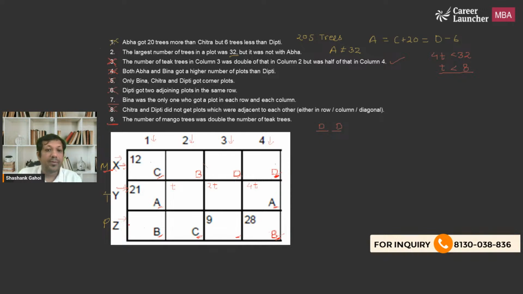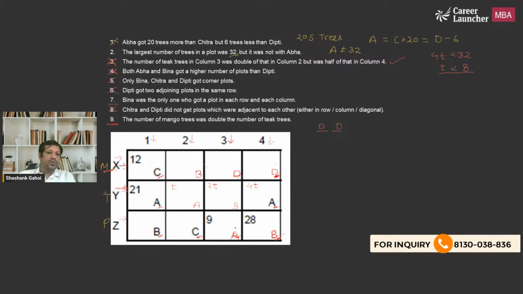And I need to give one plot to Bina, right? And still this row and this column is missing. It means this plot is going to go to Bina. So I got 4 plots for Bina. I got 2 plots for Deepti. I got 2 plots for Chitra. So remaining 2 plots are going to be Abhi. So this is A. This is A.